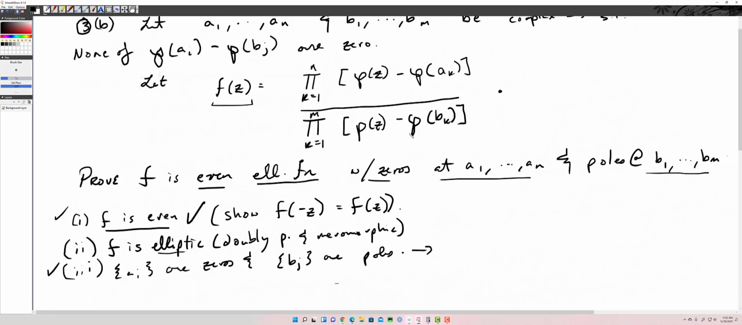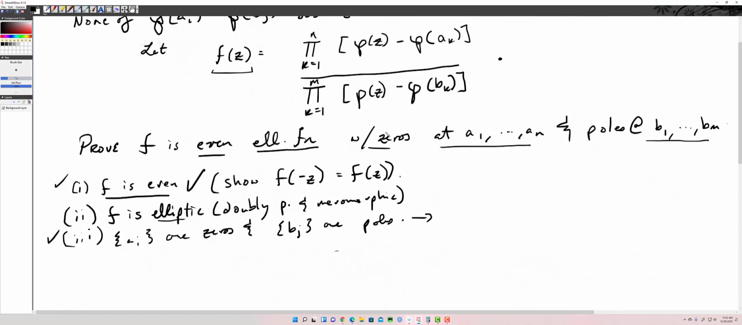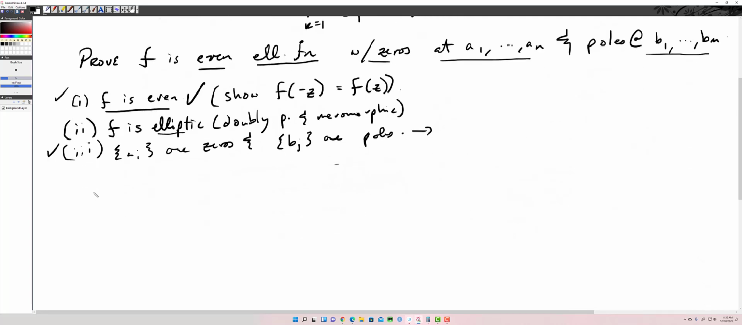So any a value I plug in down here is not going to give me a 0. Further, if I plug in a b value for z, I'm going to get a 0 down here where I'd get a pole. And again, I've specified that none of these differences are going to be 0, so I'm not going to get some funky, removable type stitch where it's 0 over 0, where maybe it's a more complicated singularity than just a pole. So 3 is pretty easy. The only thing that we really have to worry about is 2, demonstrating that this is elliptic. And so that's what we're going to focus on here.